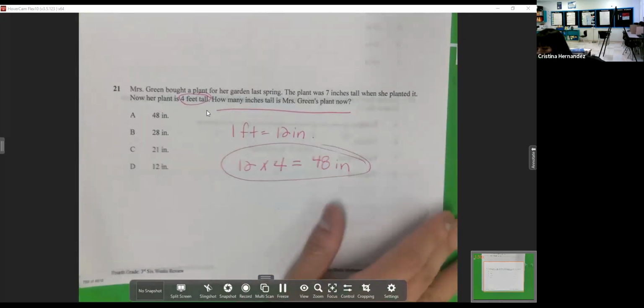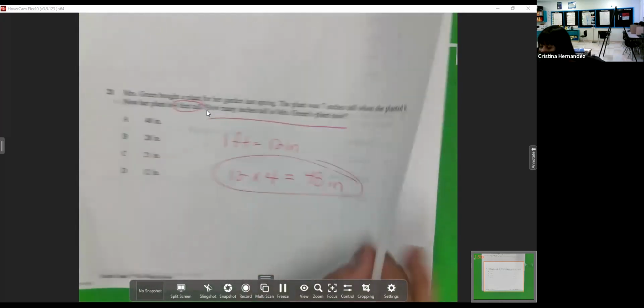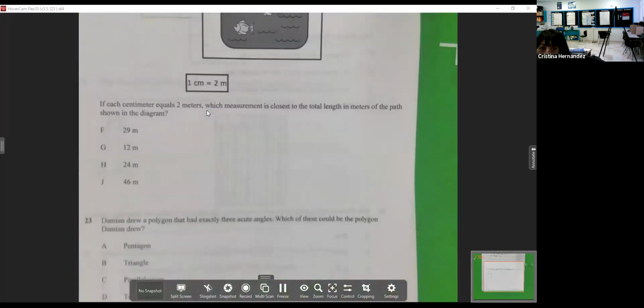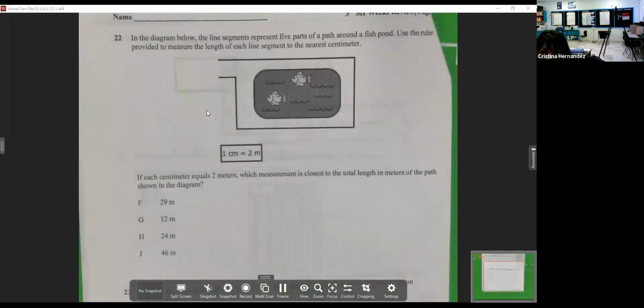I have to find mine. Let's see. In the diagram below, the line segment represents 5 parts of a path around a fish pond. Use the ruler provided to measure each line segment to the nearest centimeter. I'm going to find a ruler. Hold on, let me get a ruler.